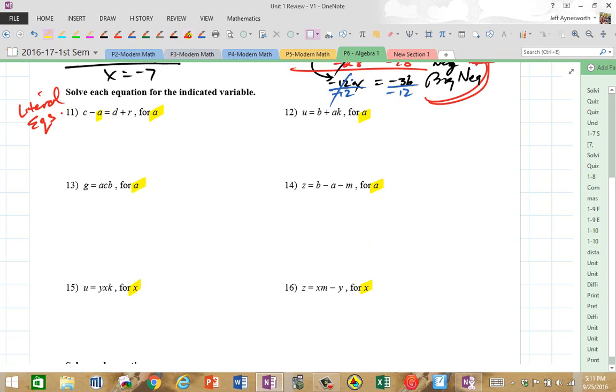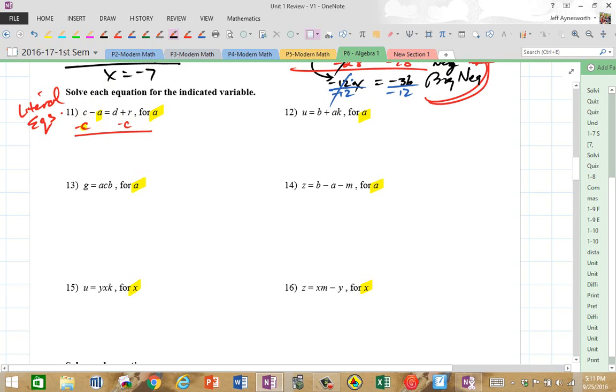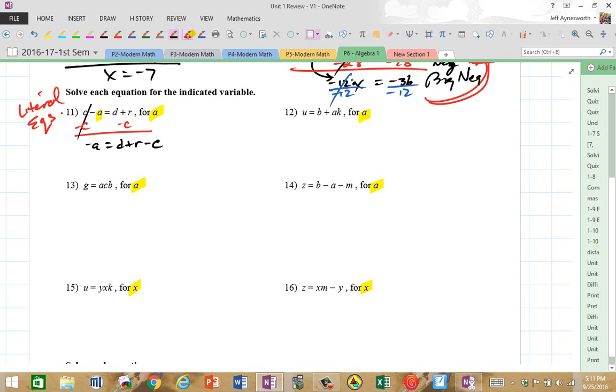So the very first thing we do is we cancel out the c. C is positive, so I'm going to add the opposite. There we go. Opposite of c is negative c. So these cancel, and I get negative a is equal to d plus r minus c. Now, that's the only way I can write it because d, r, and c are unlike terms. They're different variables. Okay? And on this one, I divide by the coefficient, which is negative 1.